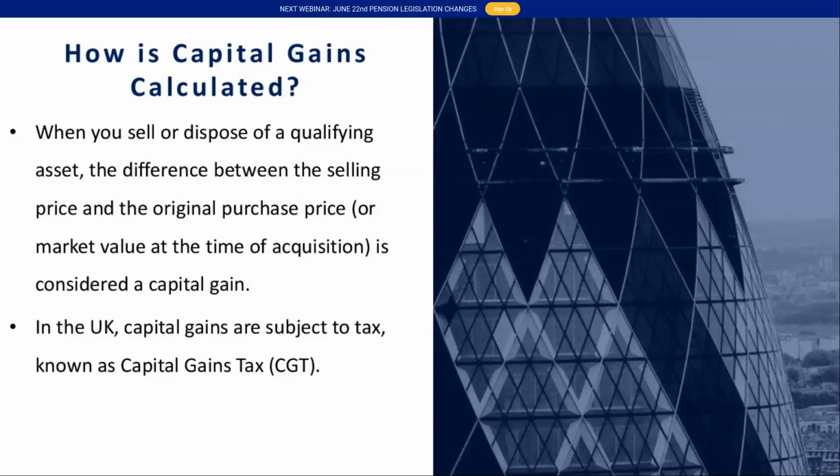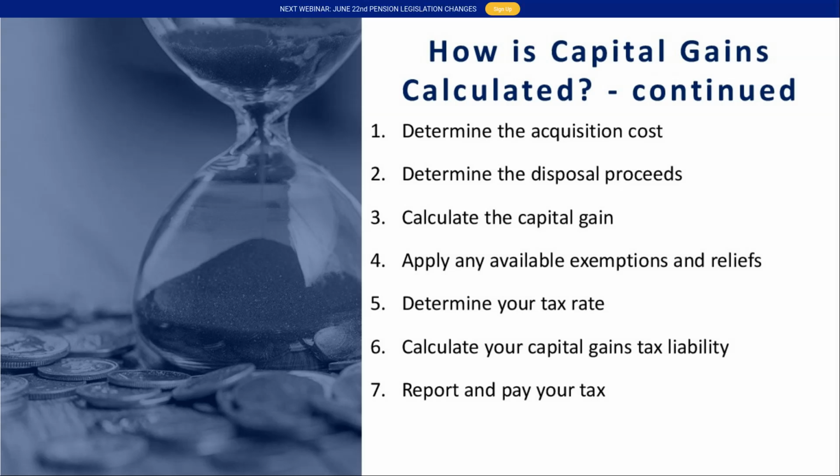Looking at capital gains tax for residential property, that's charged at a rate of 28% where the total taxable gains and income are above the income tax basic rate band. Below that limit, the rate is 18%. For trustees and personal representatives of deceased persons, the rate is 28%. All right. Looking at the next slide here, how is capital gains calculated?